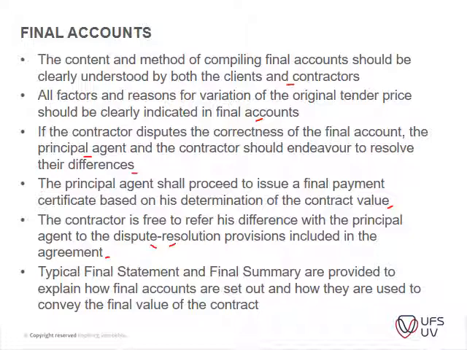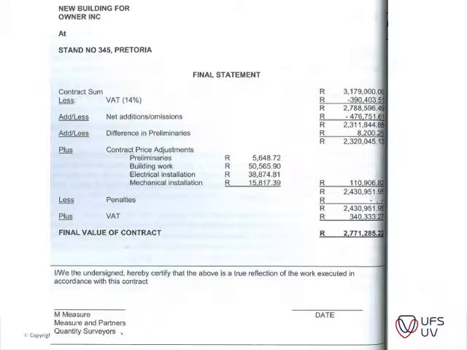Typical final statements and final summary are provided to explain how final accounts are set out and how they are used to convey the final contract value. So it's basically just certain types of forms that are completed in your final account. And we're going to look at an example just now.